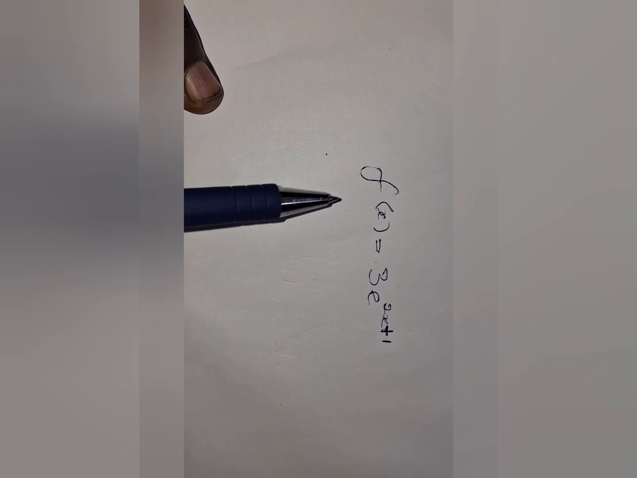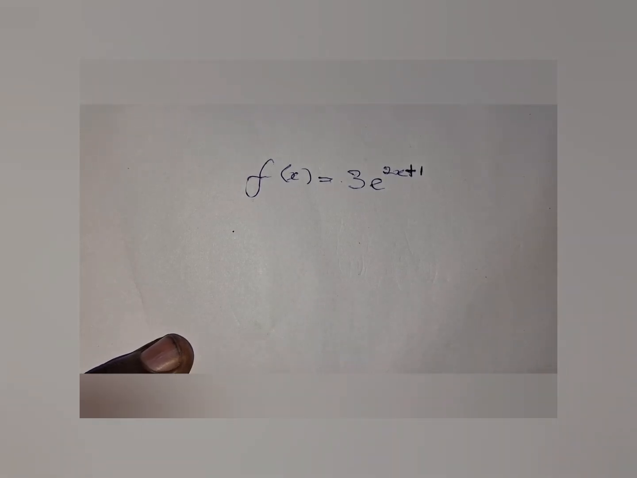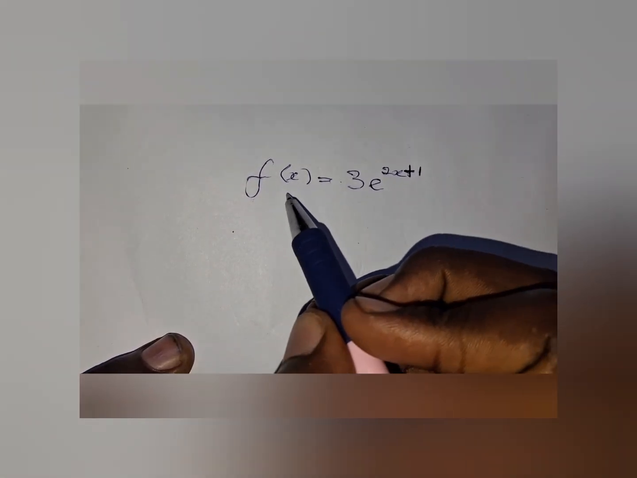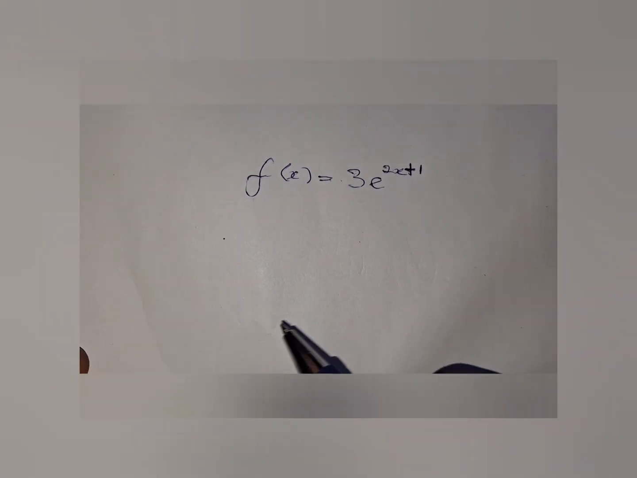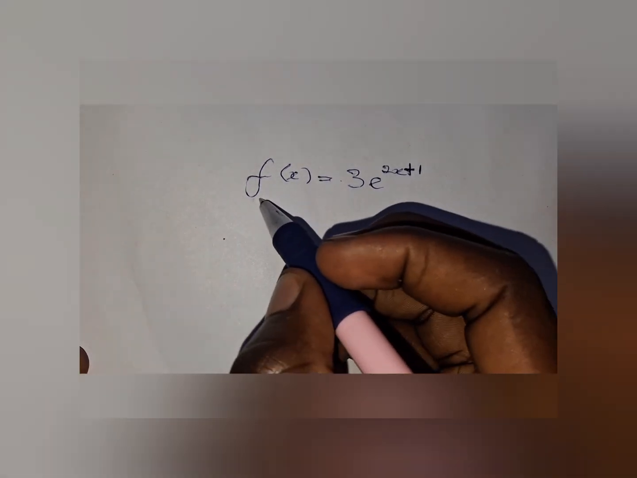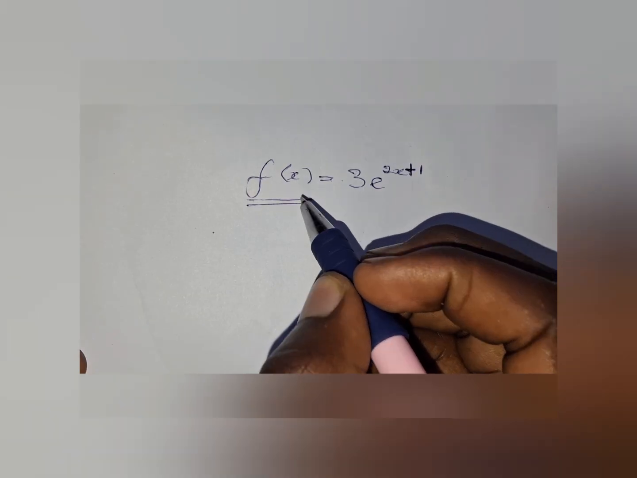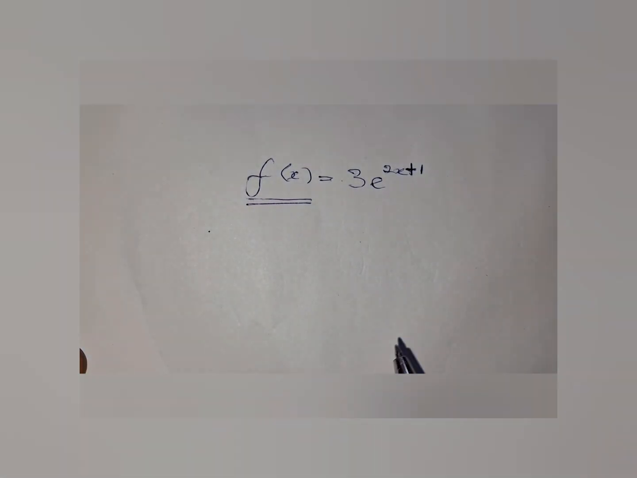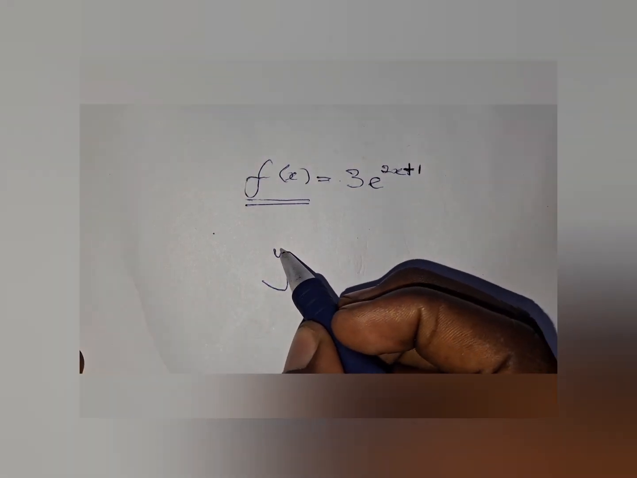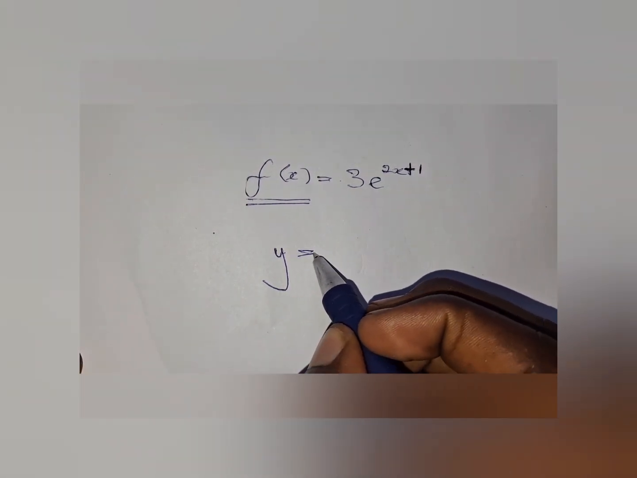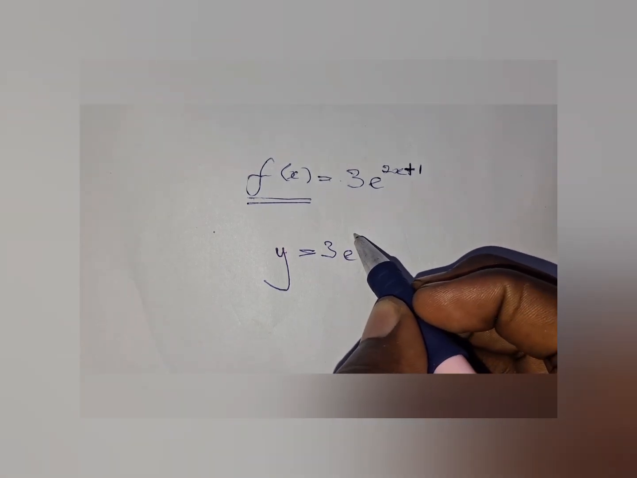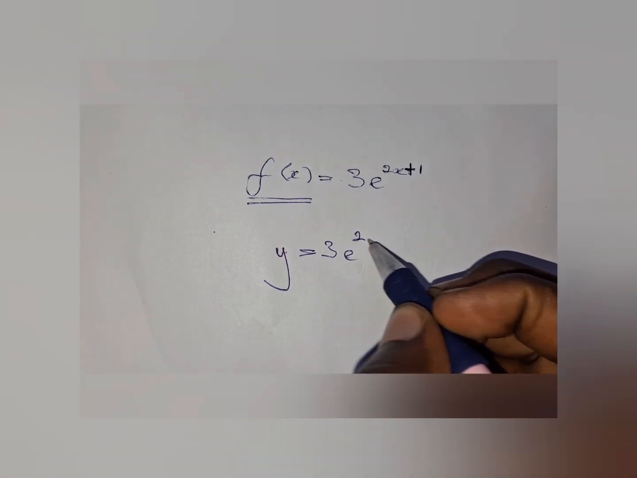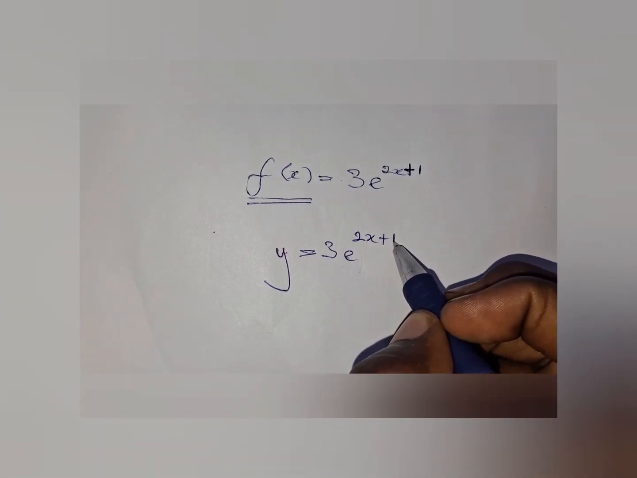So here we have a function. And the first step to finding the inverse of this function is to make everything simpler. You first substitute whatever this is with a simple unknown letter, y. Now, having this letter, we are going to equate it to what? To 3e to the power of 2x plus 1.